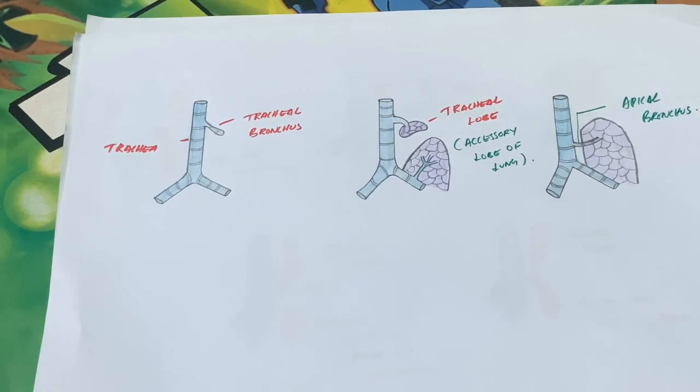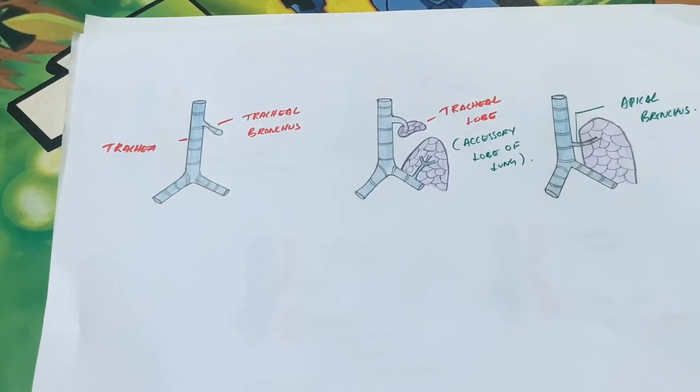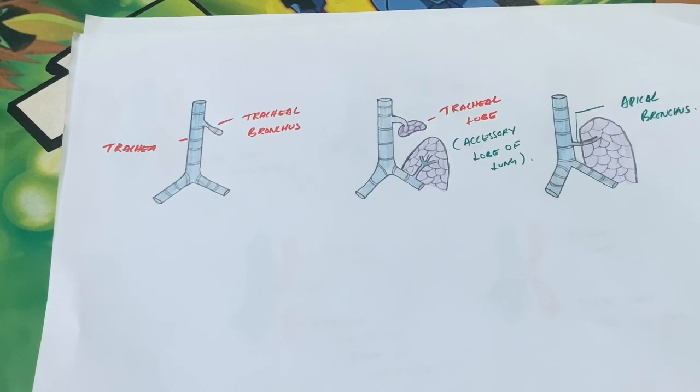With this, I conclude the respiratory system development. In that, I have completed the development of the trachea with its anomalies, and in the next session we will discuss the development of the bronchi and the lung. Hope you understand. Thank you.